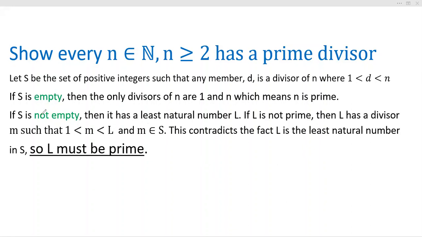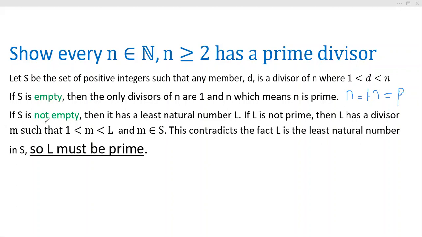A set is either empty or not empty. So if S is empty, then the only divisors of n would be 1 and n. That is, n would be written as the product of 1 times n. And that's literally the definition of what we mean by prime number, right? And of course, that means it's a prime number. Okay, it's prime. Call it P1. Now, this first case is what they call trivial.